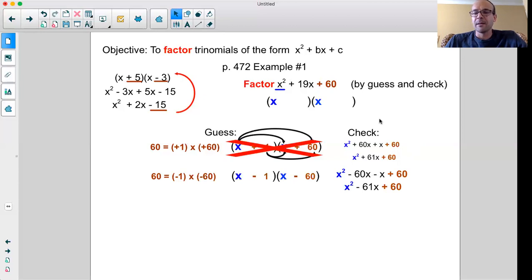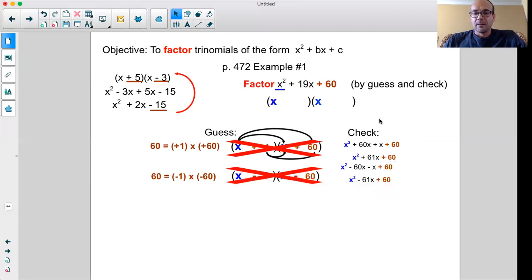It didn't work out. Negative 61x and 19x don't match, so we didn't find a good factorization. And again, that mainly was because the negative 60x minus x did not match our 19x. Everything else was good. Let's start getting efficient now. Because what we can do then is we can almost project. If you do think about 60 as 2 times 30, that's another pair of factors that we could guess at.